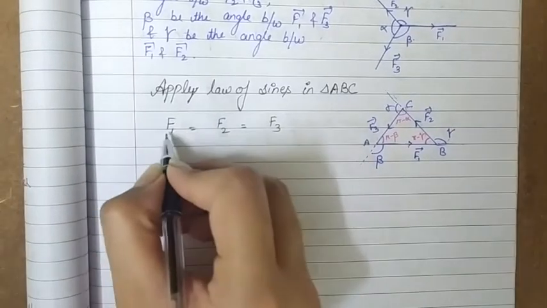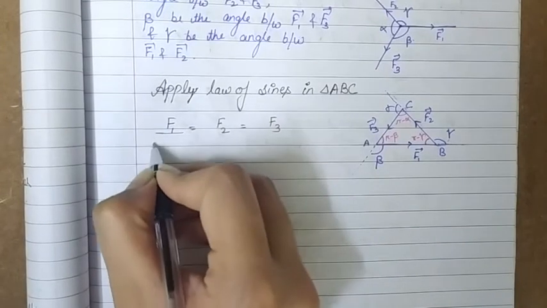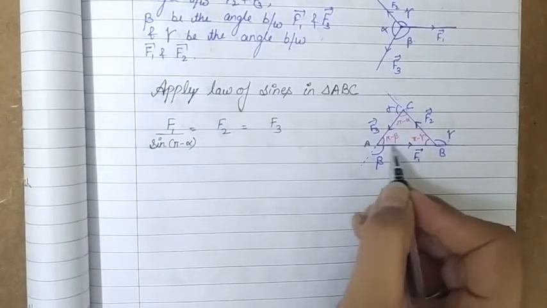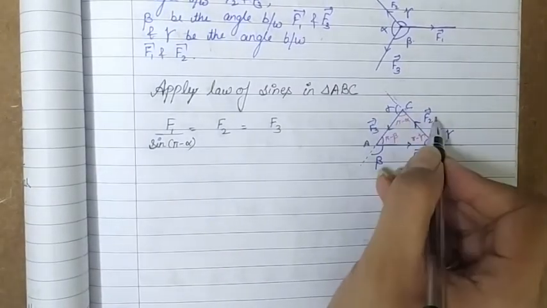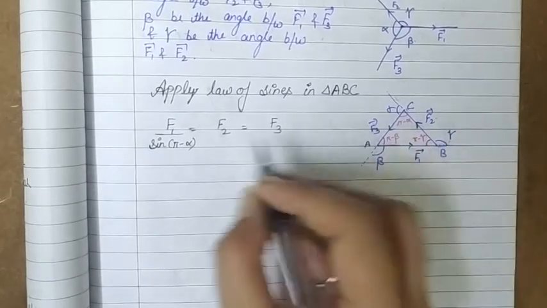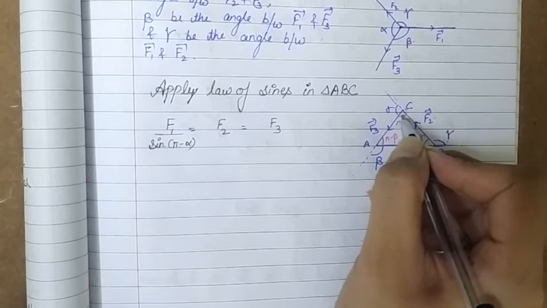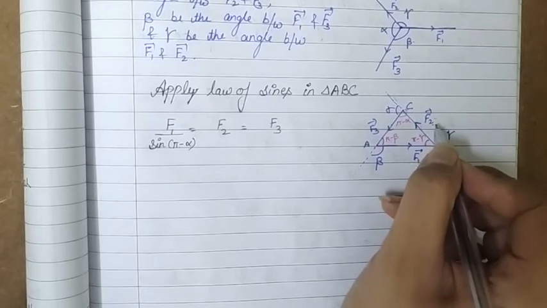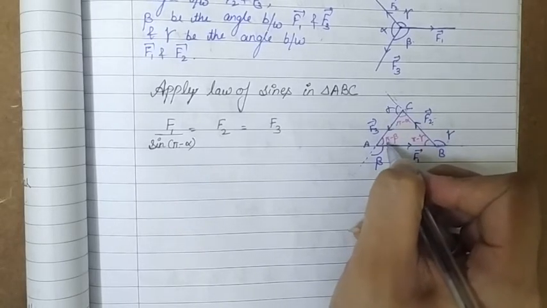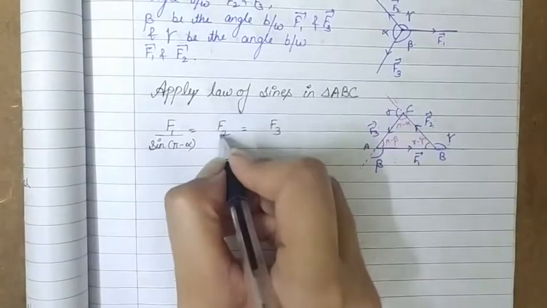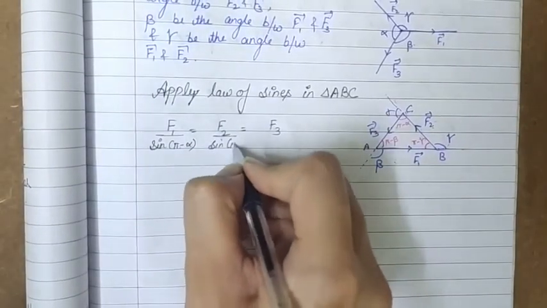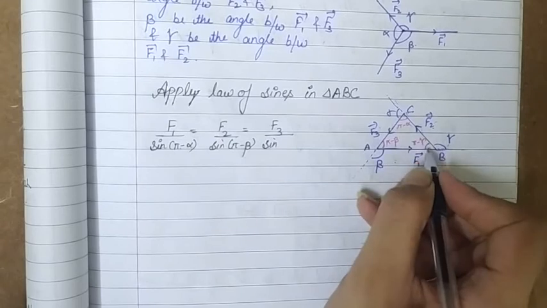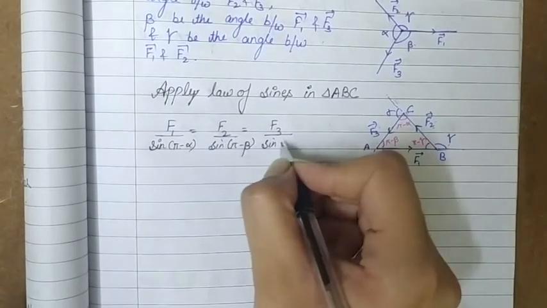Means for F1 we have F1 upon sine of pi minus alpha, that means F1 and the angle between other two sides. So F1 upon, we have to put the sine of the angle which is in between the other two sides, that means F2 and F3. Similarly, in case of F2, we have to put in denominator sine of angle pi minus beta, means the angle between F1 and F3. So it will be sine of pi minus beta, and for F3 it is upon sine pi minus gamma, because angle between F1 and F2 is pi minus gamma.